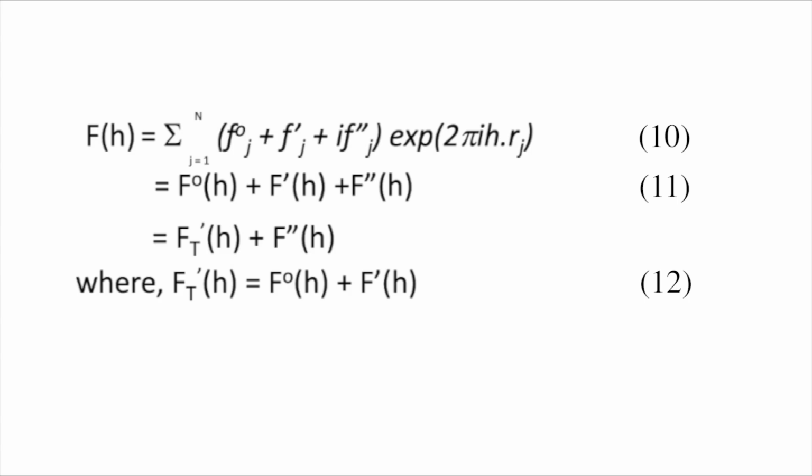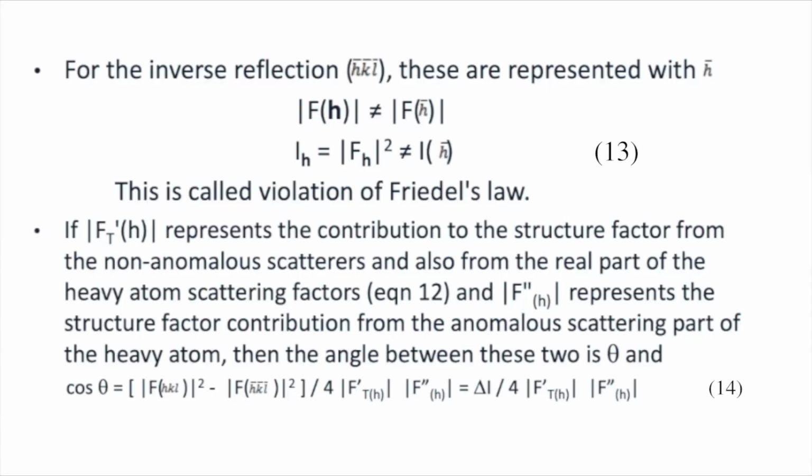So now F of H is nothing but the summation over j equal to 1 to n, the contribution of three atomic scattering factors, e to the power 2 pi i H dot Rj, leading to three components of the structure factor. Then the real structure factors F naught and F prime add together and give the total structure factor due to the real part, and F double prime is the anomalous part, which includes your i term. So your inverse reflection, I of H bar, will not be equal to I of H. This is called the violation of Friedel's law.